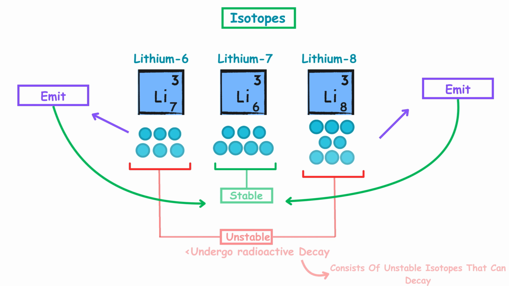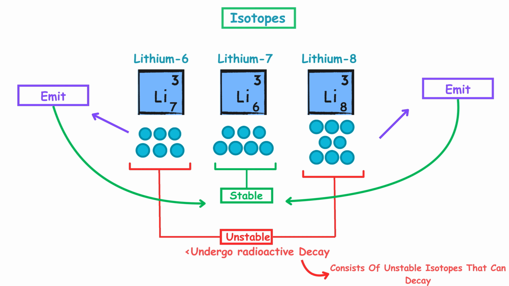In the last video, we saw that each element can come in different forms called isotopes, which have the same number of protons but different numbers of neutrons. However, only one or two of an element's isotopes are stable. The rest are unstable and undergo radioactive decay, which means they emit something to change slightly and become more stable. So when we say a material is radioactive, we mean it contains unstable isotopes that can decay.